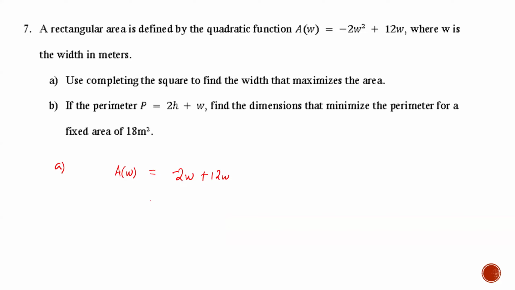So to complete the square, you first factor out the coefficient. It's easier when you're dealing with just w squared and there's no coefficient on it that you're focusing on. So this is going to be minus 2 times w squared minus 6w. Yeah, so realize that this is exactly what we have. Now from here, you can already tell that we expect a maximum because the coefficient of w squared is negative.